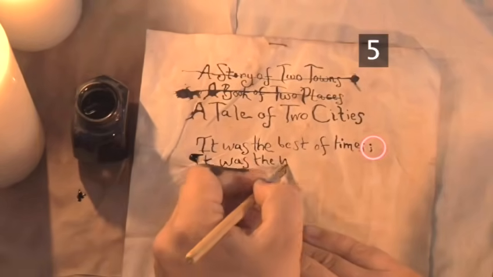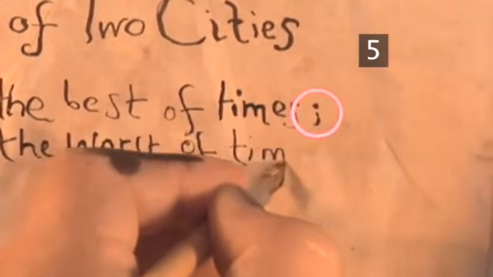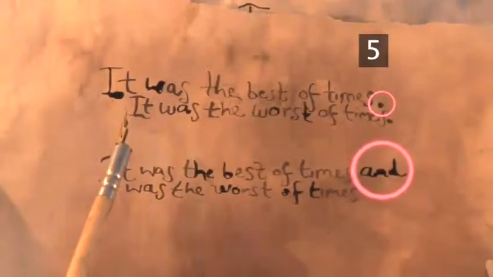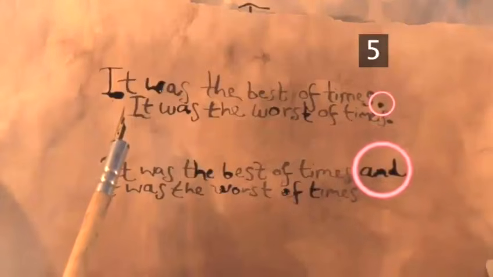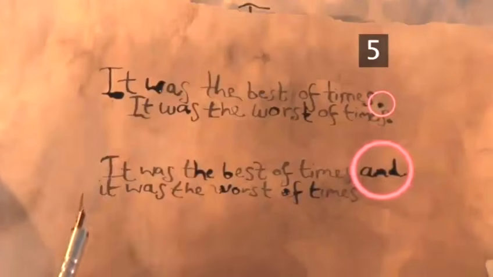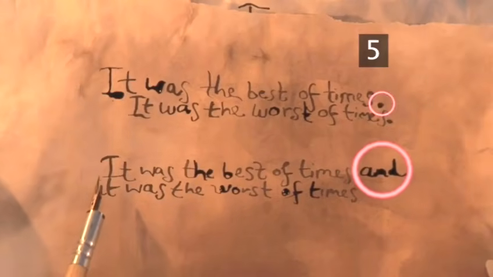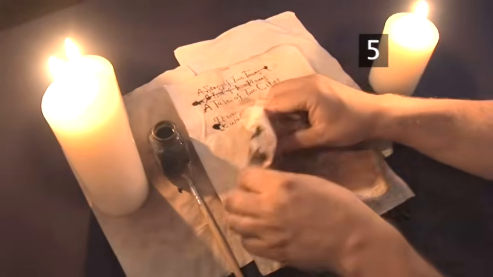For instance, "It was the best of times; it was the worst of times." Could also be written as, "It was the best of times. It was the worst of times." Or, "It was the best of times, and it was the worst of times." But it wouldn't be as good, would it?